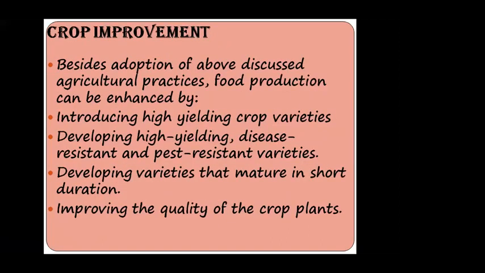But besides adoption of the above discussed agricultural practices, food production can be enhanced by introducing high-yielding crop varieties, developing high-yielding, disease-resistant and pest-resistant varieties, developing varieties that mature in short duration, and improving the quality of the crop plants. So, in this chapter, we will discuss how to improve the quality of the crop plants.